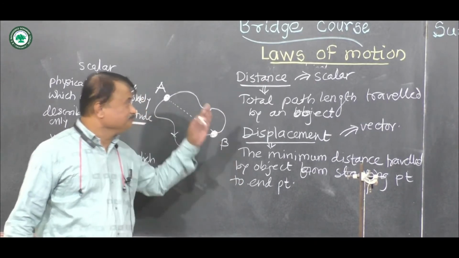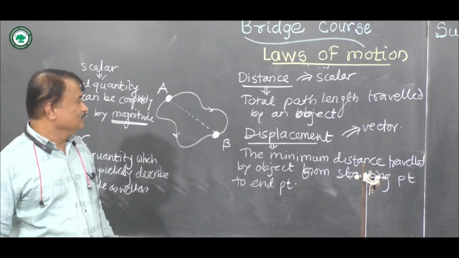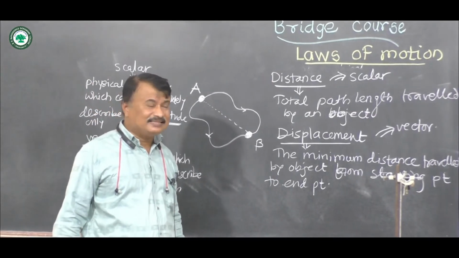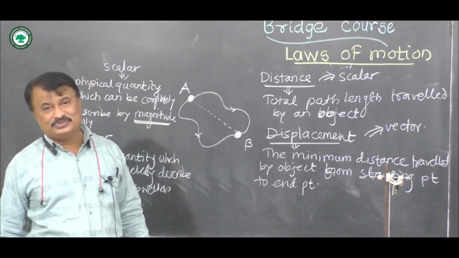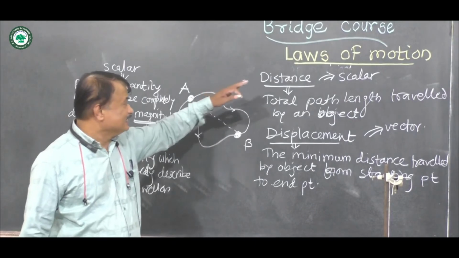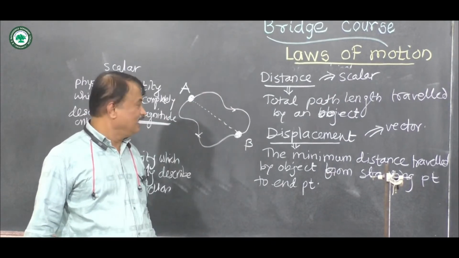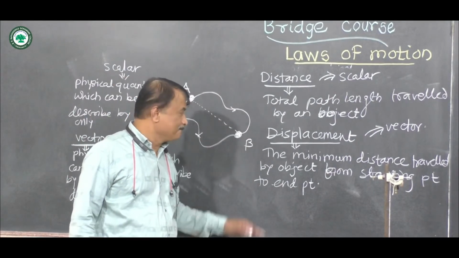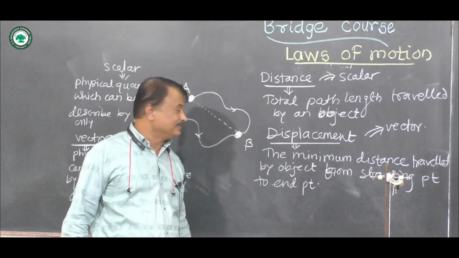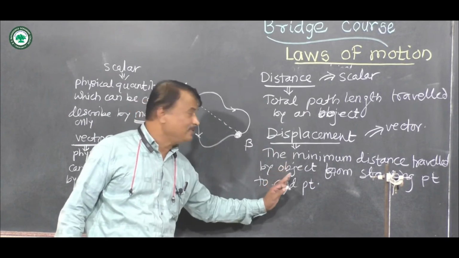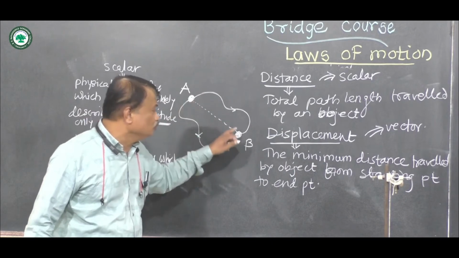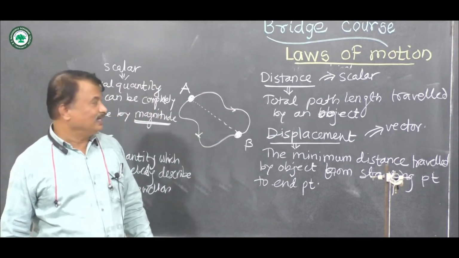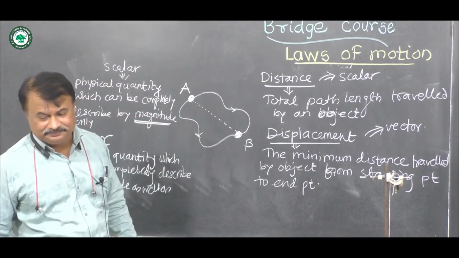Now again remember, what is distance? The total path length traveled by an object is called distance. And what is displacement? The minimum distance traveled by an object from starting point to end point is called displacement.